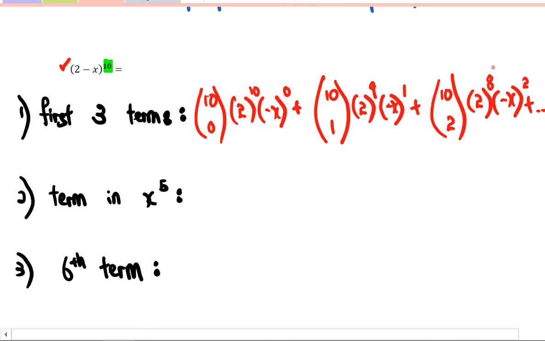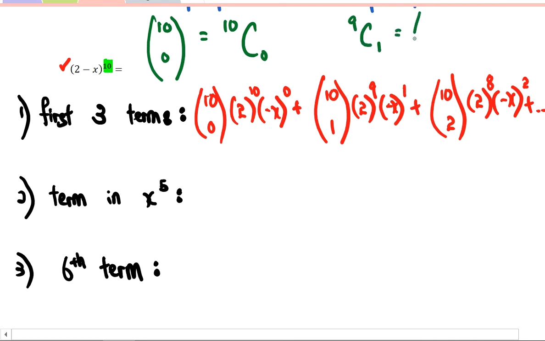Now that we are filling all the brackets, it's time to use the calculator to evaluate our answer. Something to take note: some teachers may write 10 choose 0 as 10 choose 0. Or if it's a 9 choose 1, it can be written in this way as well. Personally, I just put in brackets. But if you want to write the choose as a big capital C, please go ahead and do so.